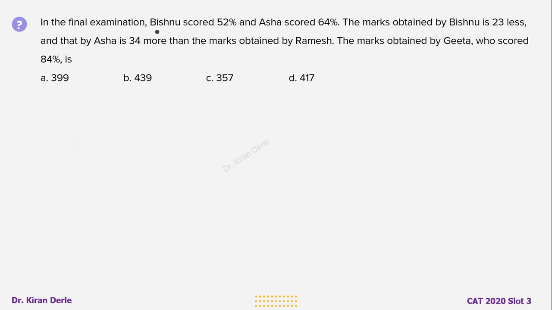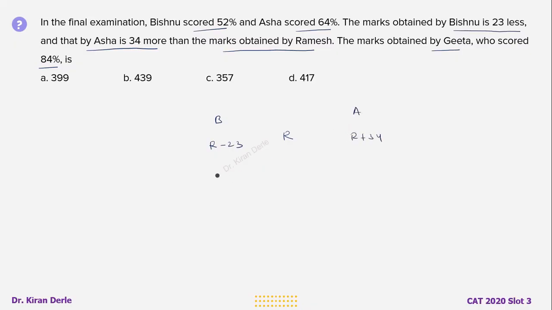In the final examination, Bishnu scored 52% and Asha scored 64%. The marks obtained by Bishnu are 23 less, and those by Asha are 34 more than the marks obtained by Ramesh. Then the marks obtained by Geeta, who scored 84%. Okay, let's do this. The relationship is given with Ramesh. Let's say Ramesh got R marks, so Bishnu must have got R minus 23, and Asha must have got R plus 34.